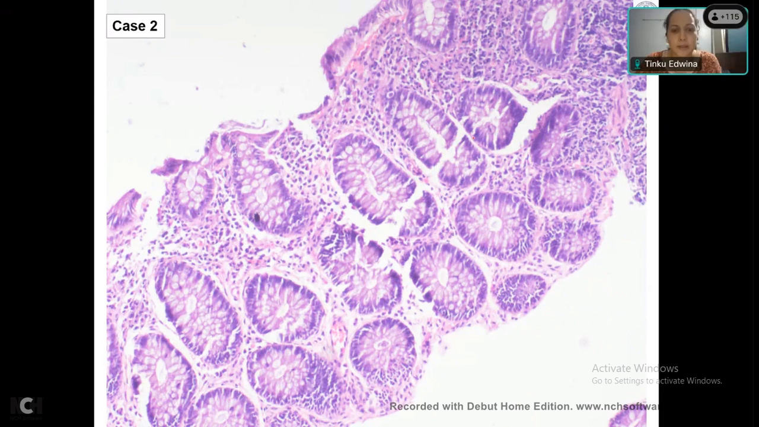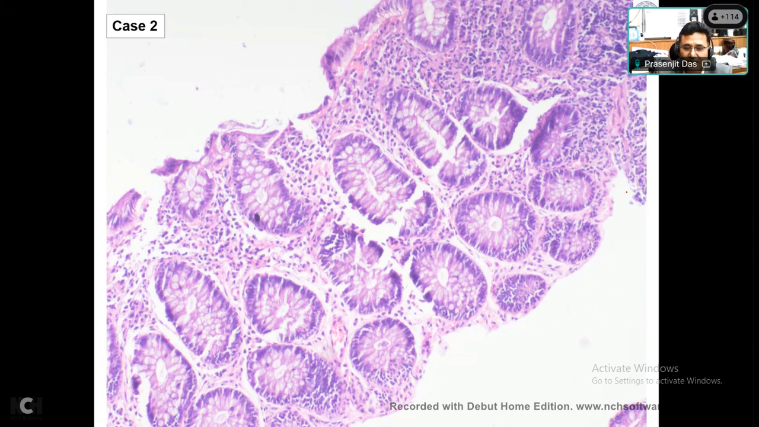Yes, sir. Section study shows fragment of colonic mucosa with focal areas of erosion. The lamina propria shows dense inflammatory infiltrate predominantly consisting of neutrophils, then lymphocytes, plasma cells. Dilated and congested capillaries can also be seen. Architecture is preserved in this fragment.